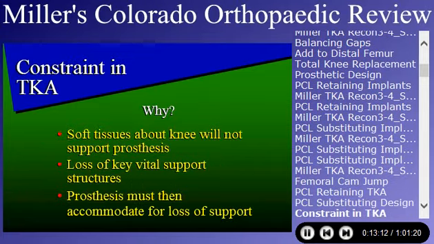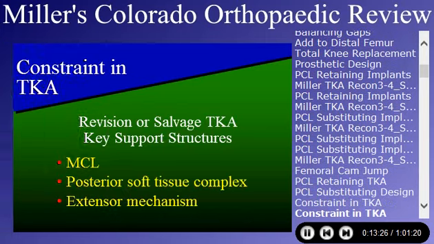Now, going on to constraint. Why do you want to use constraint? Basically, the soft tissues about the knee won't support the prosthesis, so you have loss of key vital support structures. Therefore, the prosthesis must then accommodate for that loss of support. So the key support structures where you would think about using a constraint would be problems with the medial collateral ligament being damaged and stretched out. The posterior soft tissue complex is stretched out where you have hyperextension deformities and you can't balance it very well.